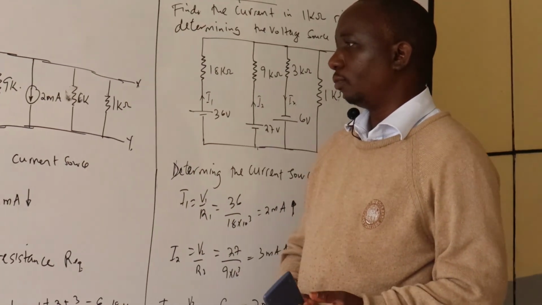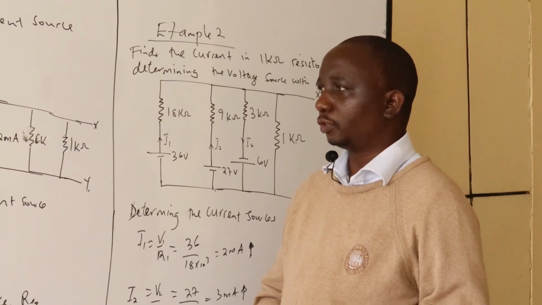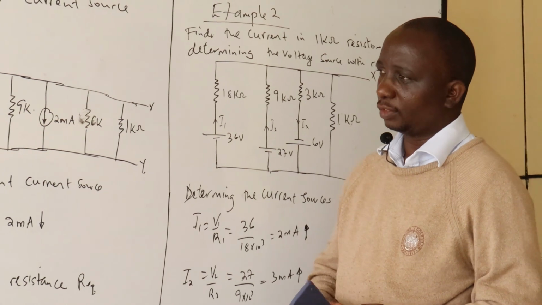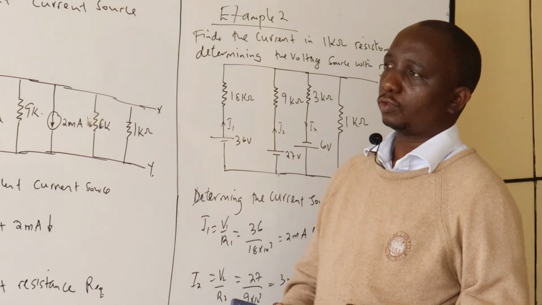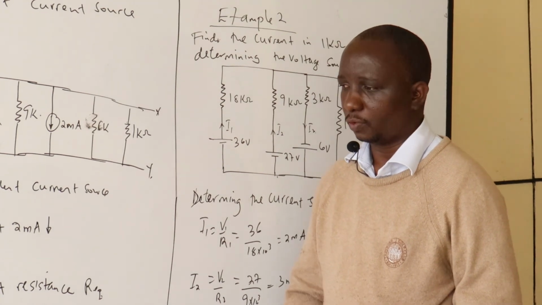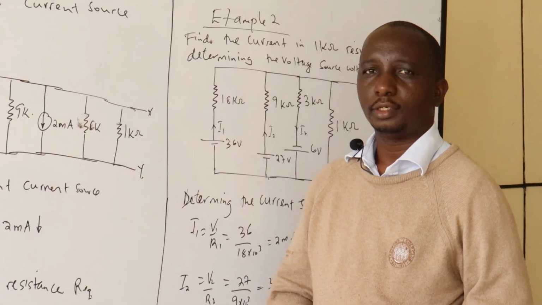Take some key notes concerning Millman's theorem. Number one, you must be able to convert all the voltage sources into current sources, then determine the equivalent current source, then determine the equivalent resistance, then draw the circuit as a current source or a voltage source, and determine the current through the load or through the network that is required.